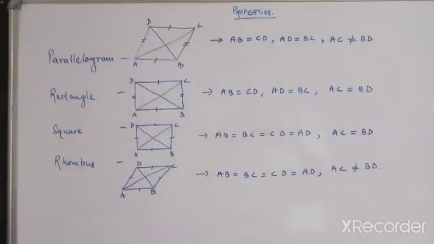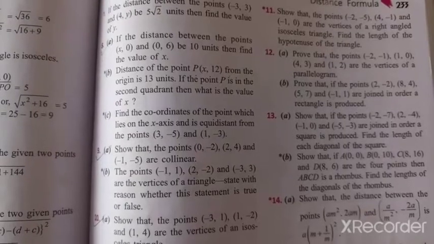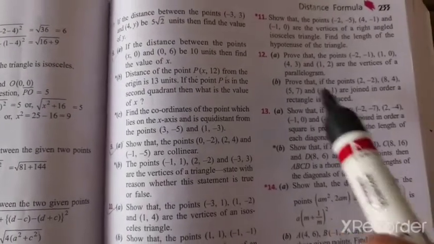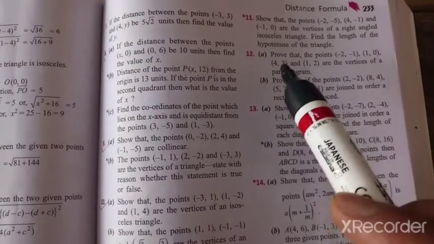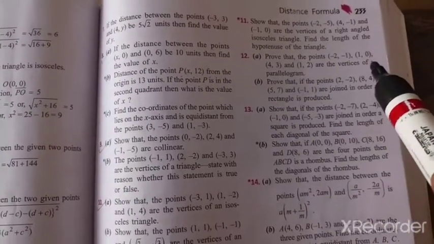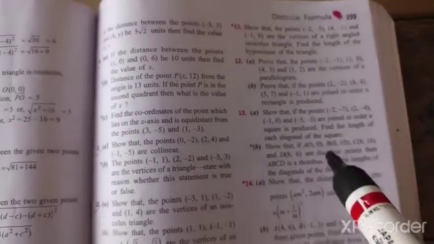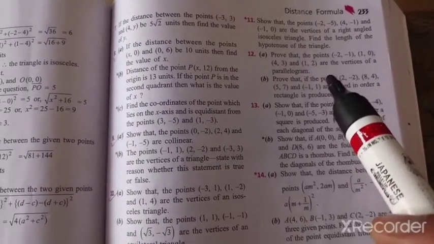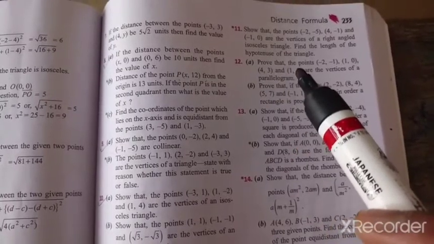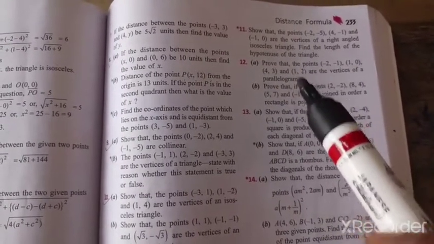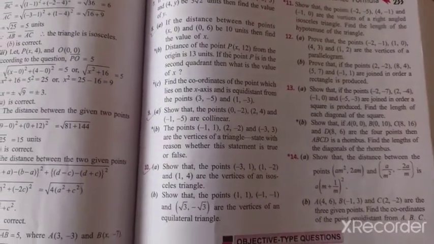Now based on this, let us solve some questions. Look at this question number 12. A, prove that the points minus 2 comma minus 1, 1 comma 0, 4 comma 3 and 1 comma 2 are the vertices of a parallelogram. Here the four vertices are given. We need to find six lengths: AB, BC, CD, then AD, then AC and BD. The two diagonals also, you should not forget that. So now let's solve this question.